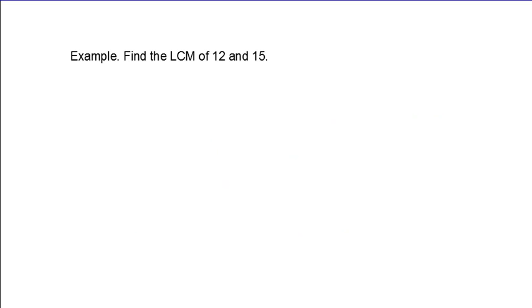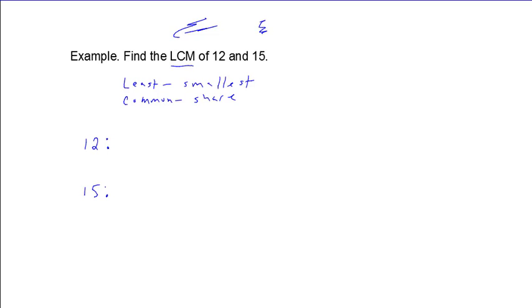So what we're going to do is I'm going to do this first example. We are going to find the least common multiple between 12 and 15. So the least means that I want to find the smallest. The smallest common multiple is often the easiest to work with. Okay, so I want to find the least, and the common means that it's a multiple that they share. So here goes. I'm just going to start listing multiples of 12, and then I'm going to list multiples of 15 until I find one that they have in common, that they share.